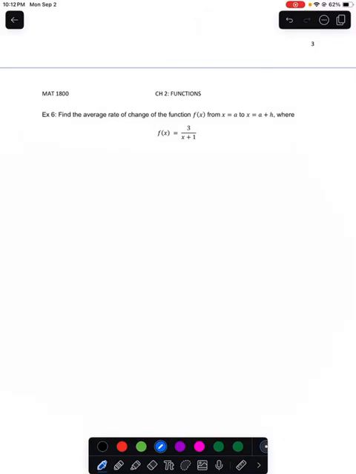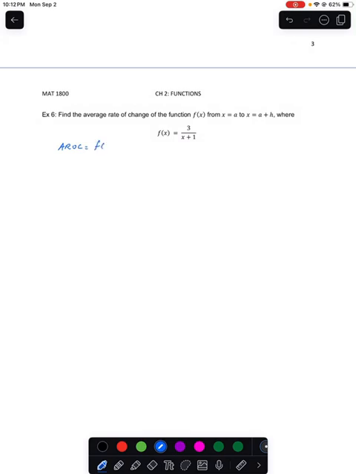Okay, so the second example for finding the average rate of change of a function f of x. So now we have a rational function. If you have a rational function, how will you find the difference quotient? First, let us write the average rate of change. So it will be AROC.